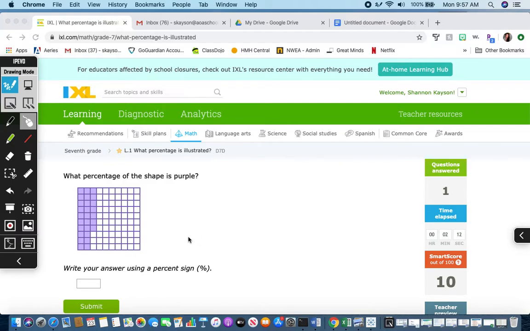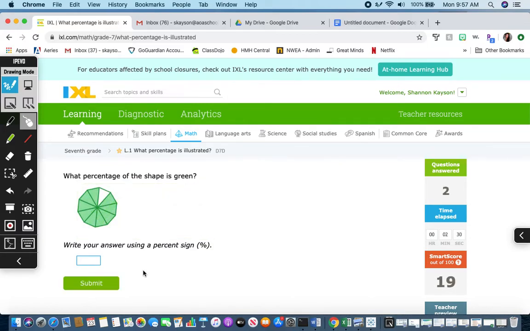Well, let's go ahead and look here. This one's pretty easy too. This looks like a 10 by 10 grid also. So two full rows, that's 20, 21, 22, 23, 24, 25, 26, 27. That's 27 out of 100, so 27%.